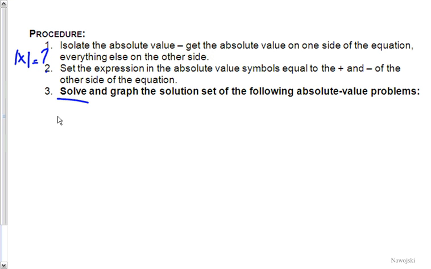But there's also a fourth step. And that is you're going to need to check. You need to check. So that's step 4. Add that in there. All right.